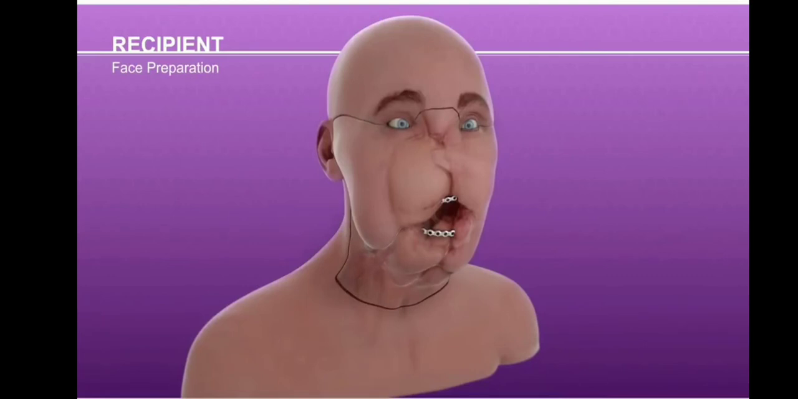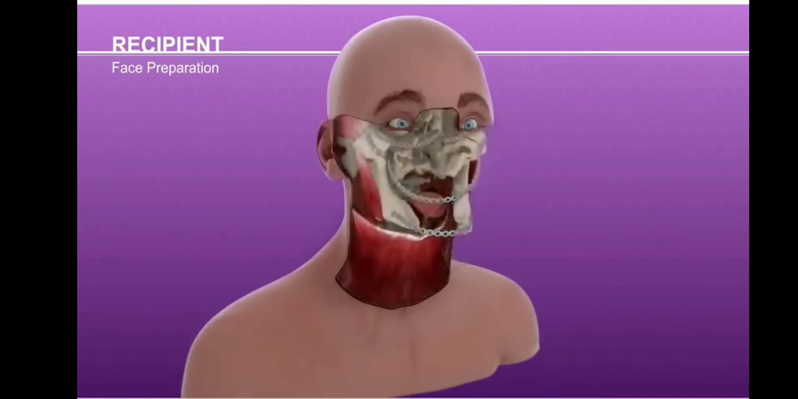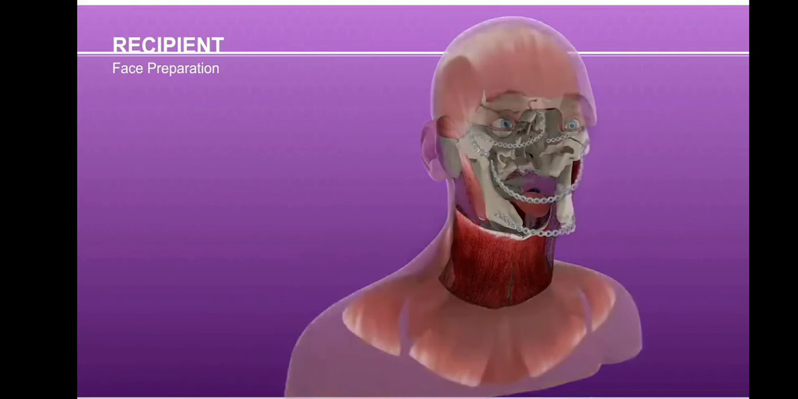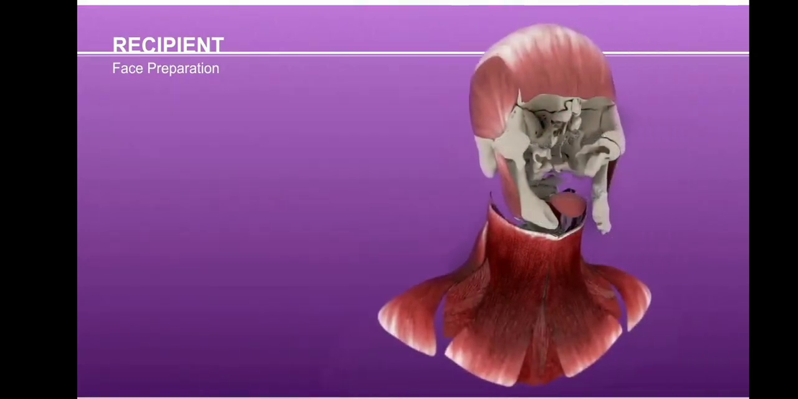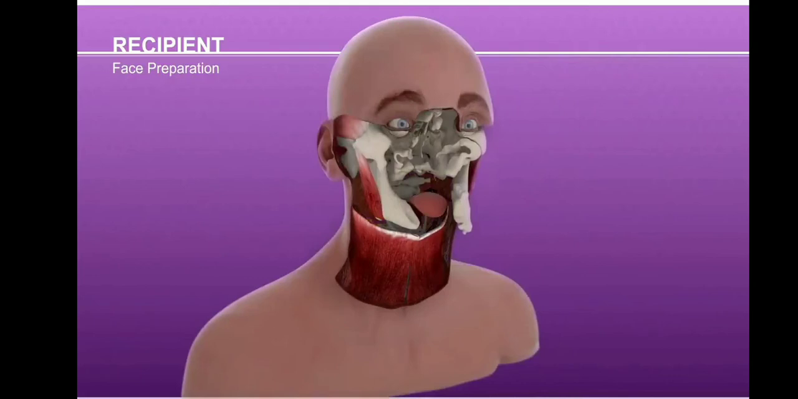This allowed the removal of all external scar tissue throughout the face and neck. All pre-existing hardware was removed prior to face transplantation, and the orbital floors were reconstructed bilaterally using prefabricated titanium mesh.